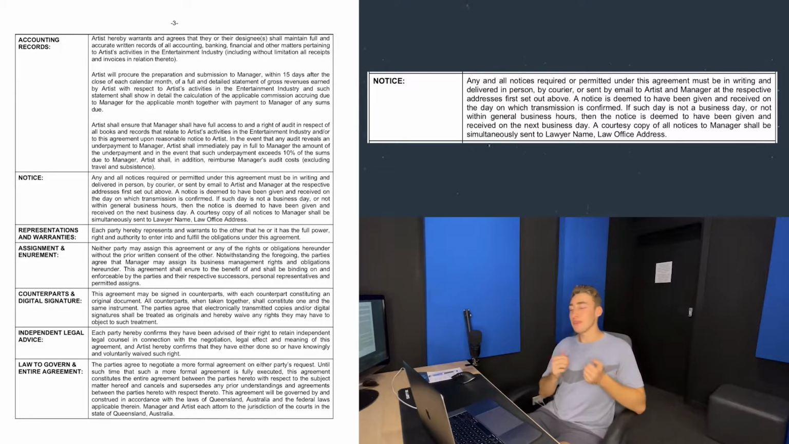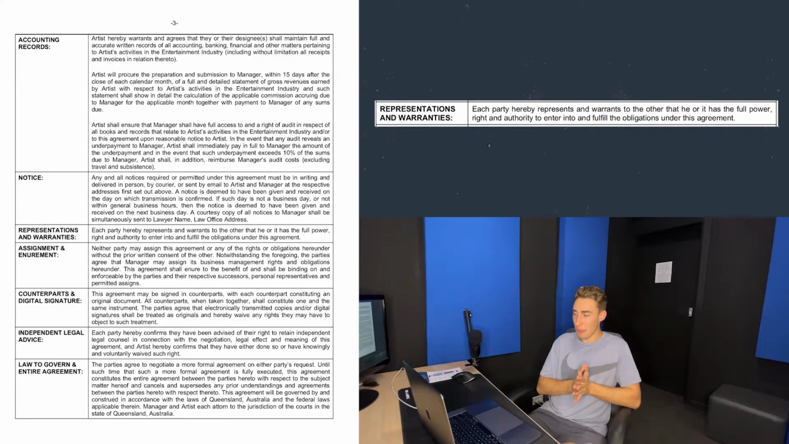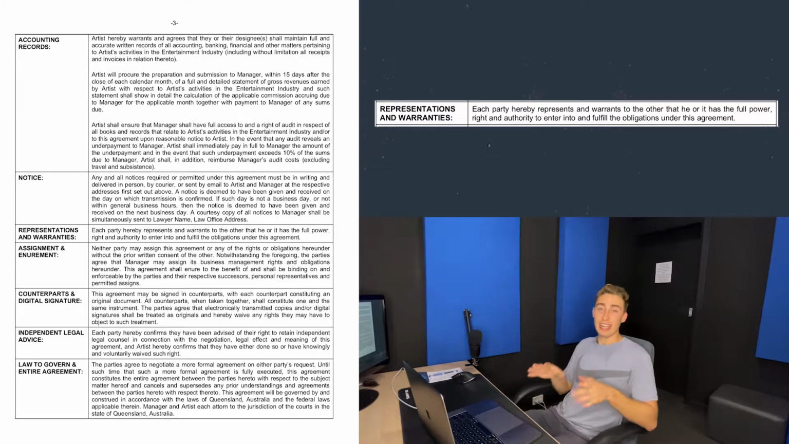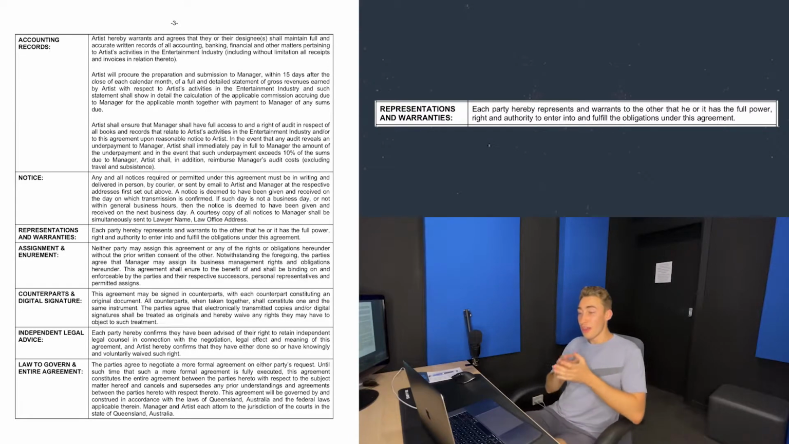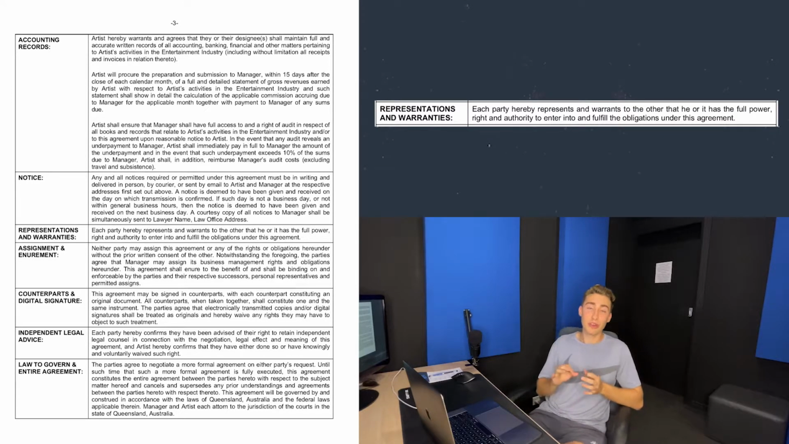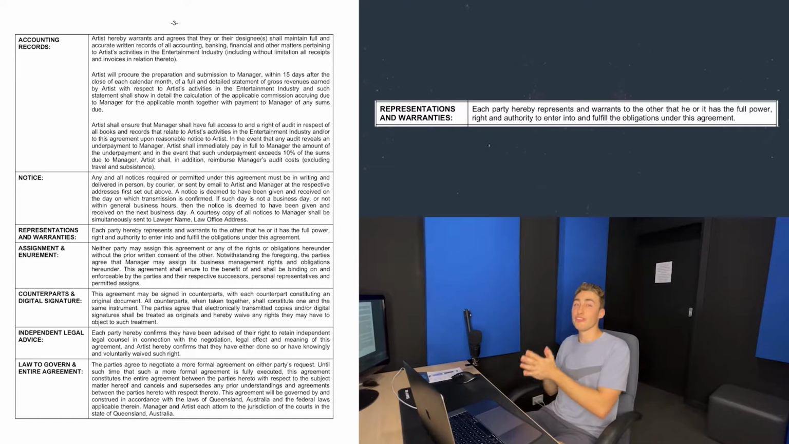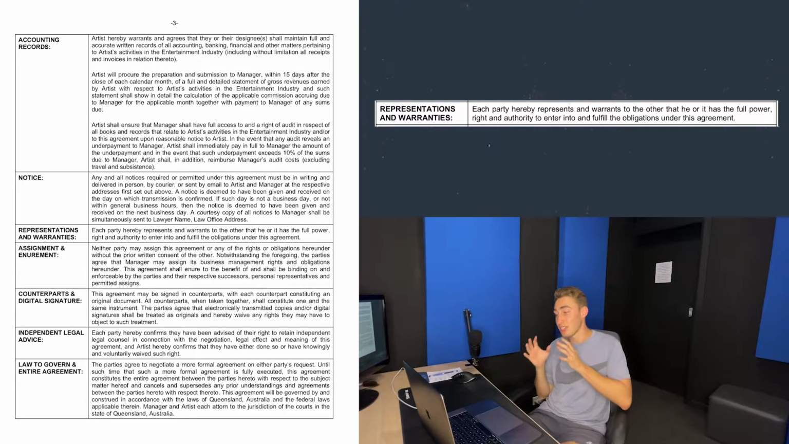The next section is representations and warranties. This section is in play to ensure that both parties are legally allowed to enter this agreement. So, like we stated earlier, this agreement is essentially the artist giving the exclusive management rights to the manager. If the artist already has a contract with another manager where they assign some rights or all of the rights, then they don't have the ability to actually enter this agreement.